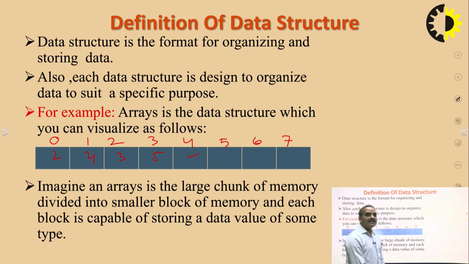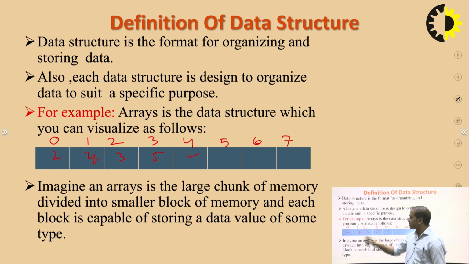Imagine an array is a large chunk of memory divided into smaller blocks of memory, and each block is capable of storing a data value of some type. That means this whole memory is divided into small block cells, and that cell contains the value which is declared by the user. If we declare integer, the block contains an integer value. If we declare float, the block contains a float value.